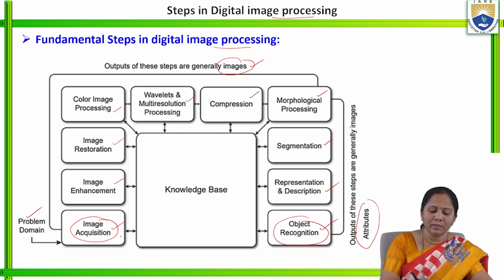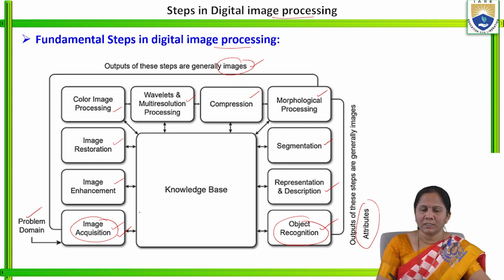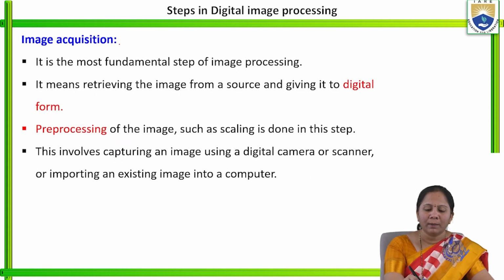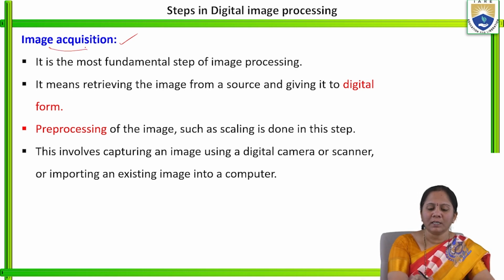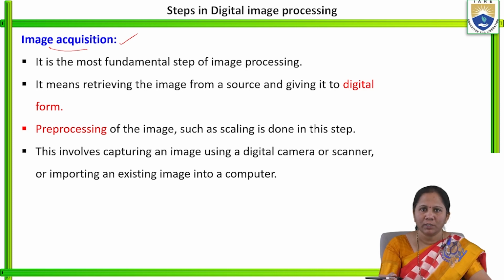So image acquisition, this is the fundamental block, that is the first block, which is very important. We will discuss all these blocks in sequential order. Coming to the first block, image acquisition means acquiring an image, capturing an image. This is one of the basic steps, the first step, and the most fundamental step in image processing. The function performed by this block is to convert the captured image into digital form.